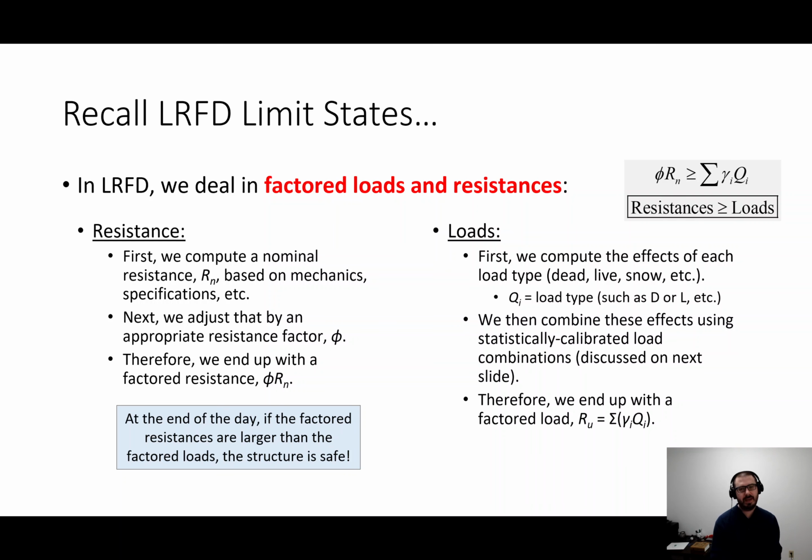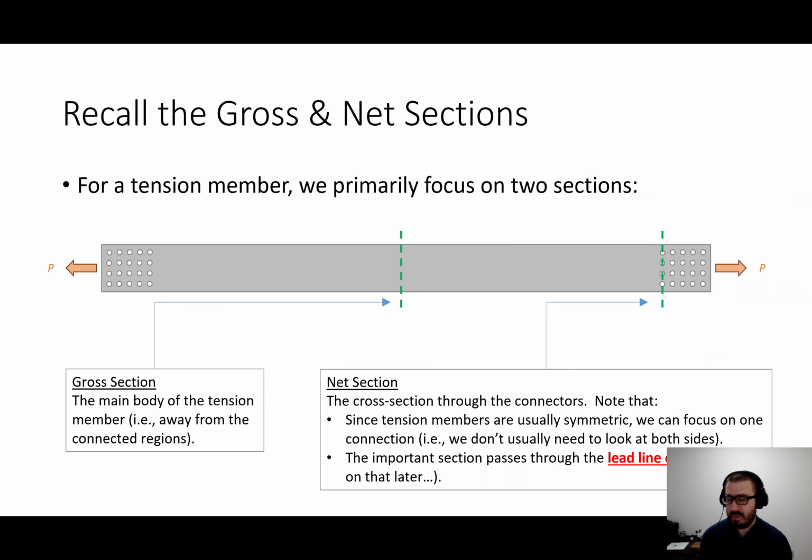Just to make sure we're all on the same page, on the load side, we use our load combinations like 1.4 dead, 1.2 dead plus 1.6 live to get factored loads. Then on the resistance side, we take nominal resistances and adjust them by these LRFD resistance factors. As long as the factored resistances are greater than or equal to the factored loads, we're good. The structure's safe. Now for a tension member, we've been talking about gross section yielding and net section fracture. So far we've been focused on computing the gross area and the net area respectively. I think between the last lecture and this lecture, computing gross and net area should be pretty straightforward, okay?